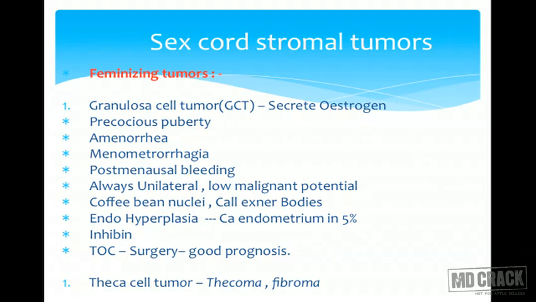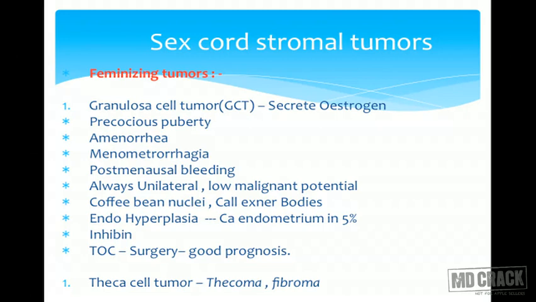The feminizing tumors are granulosa cell tumors, which secrete estrogen. Presentation of this tumor would be precocious puberty. It is one of the most common causes of precocious puberty, where pubertal changes are seen very early. The patient may present with amenorrhea because of unopposed action of estrogen. There can be menometrorrhagia, that means menorrhagia plus intermenstrual bleeding. Postmenopausal bleeding can also be seen.